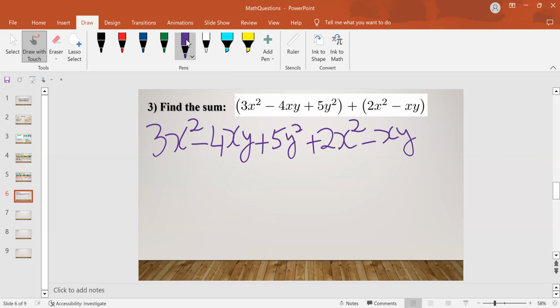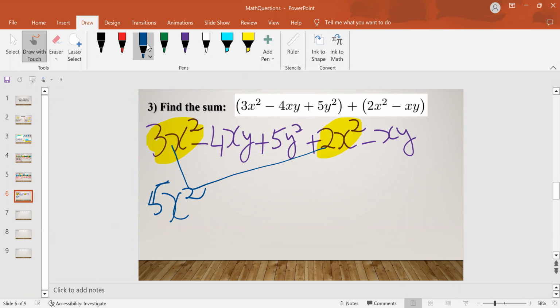Okay, like terms, we'll see that 3x to the second power and the 2x to the second power are like terms because they share the same x with the same power. So if you combine these two, that gives you 5x to the second power. So we keep the x squared and we add 3 to 2.